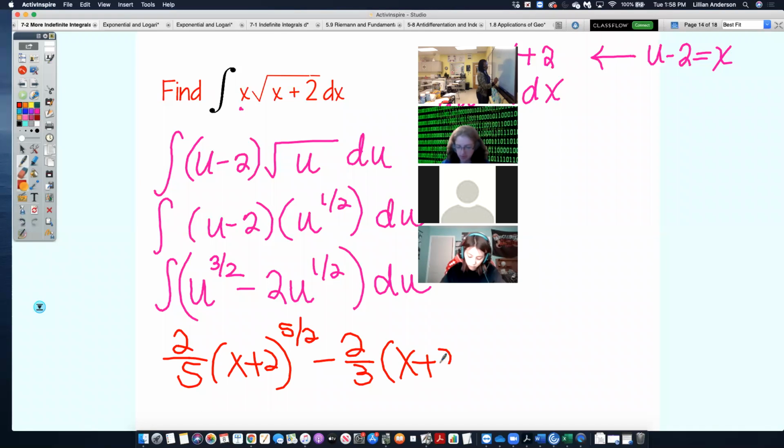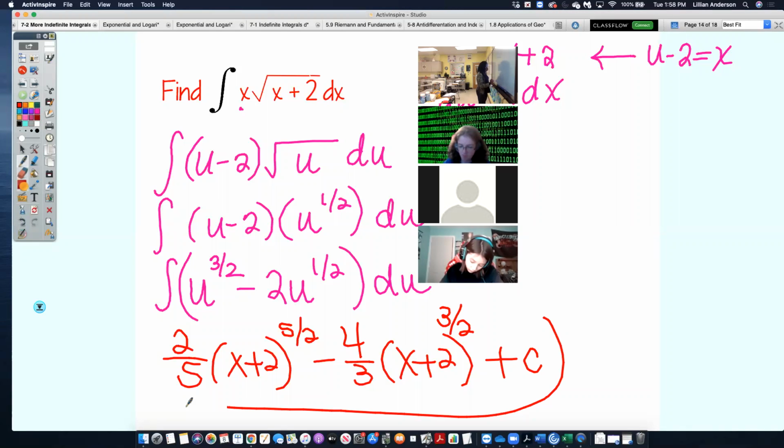What's the exponent? It'll be 3/2. So then, because of this coefficient out here in front, it's actually going to be 4/3. And then, of course, we cannot forget our constant.